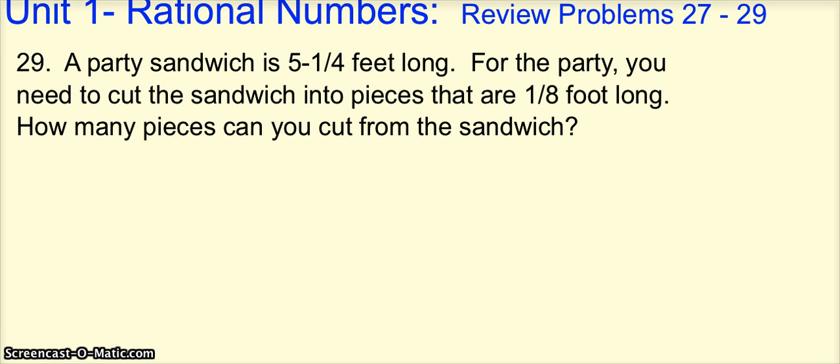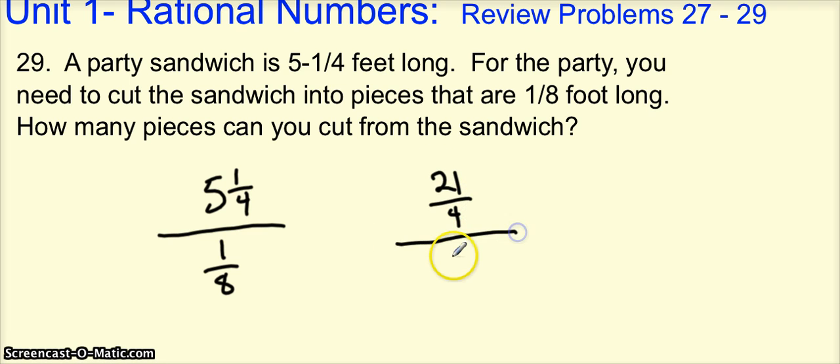We've got 5 1/4, and we're going to take that amount and divide it by 1/8. Now we looked at when we had complex fractions, meaning that we've got a fraction over a fraction. So the first thing that we're going to do is take this mixed number and change it to an improper fraction. So this is the same thing as 4 times 5, which is 20, plus 1 more is 21. This is the same as 21 over 4 divided by 1 over 8.